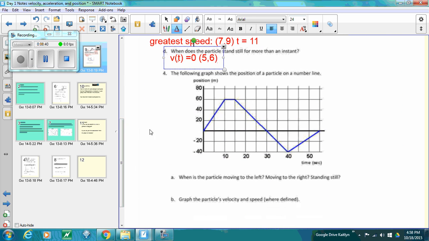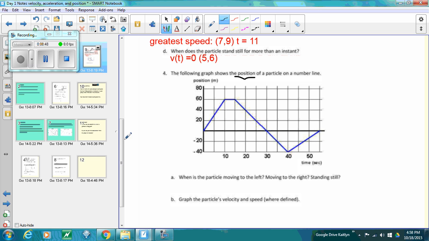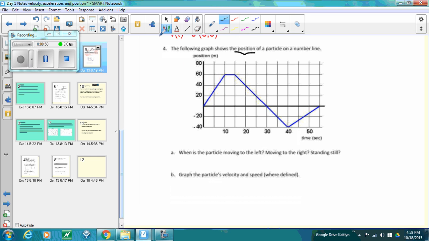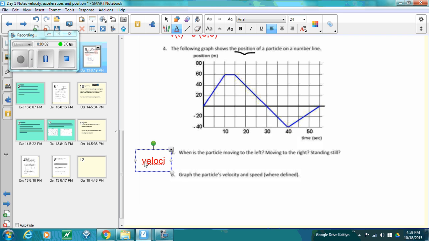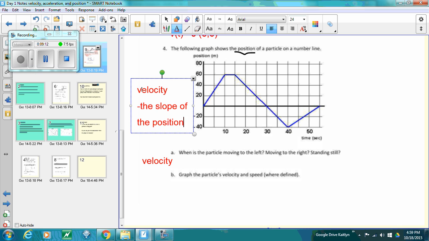So that's our first example when we're given a velocity graph. The second example is when we're given the graph of position. So the following graph shows the position of a particle on a number line. And we talked about last class the difference between velocity and position, so we're using that. So the first thing says, when is the particle moving to the left, moving to the right, and standing still? So again, that has to do with velocity. But in this case, velocity is now the slope of the position graph. So velocity is always the slope of the position.